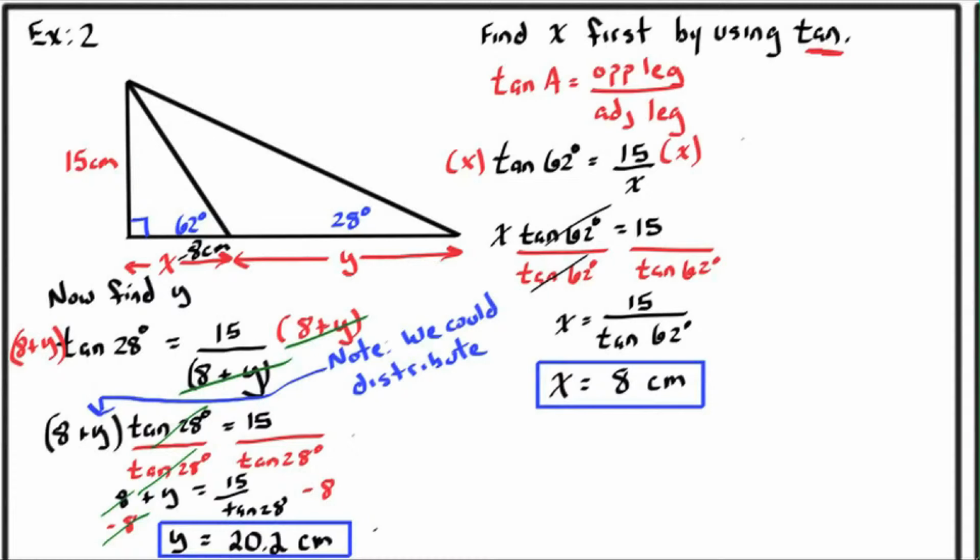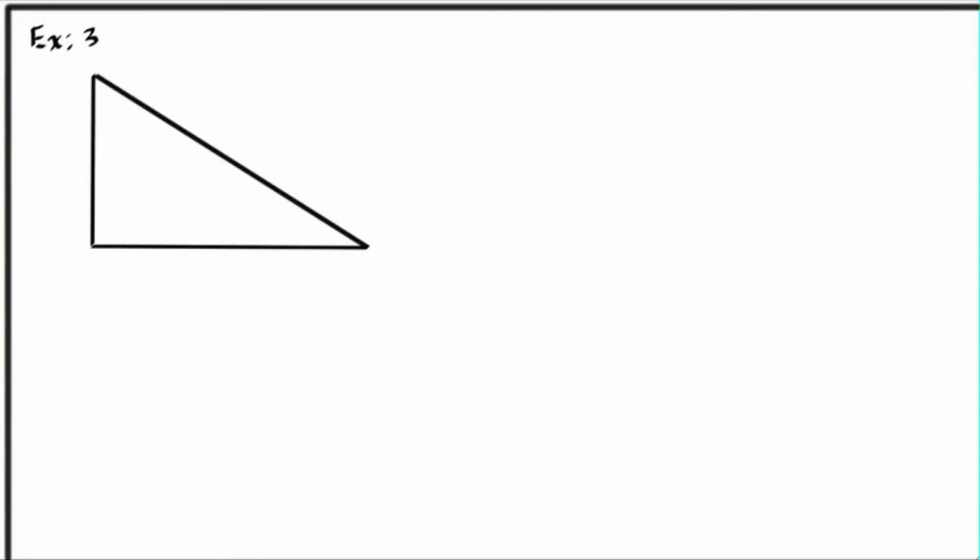Example 3. This time I have a right triangle with a segment that cuts that right triangle into two other right triangles. I'm looking for angles y, z, sides x, and w.